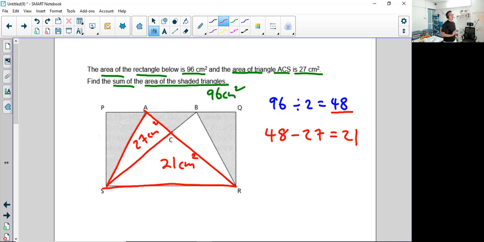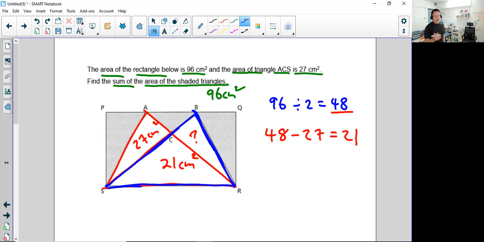So how do I find the area of the shaded triangles? Do we know what's the area of this unshaded part? Yes, we can, because, look at this other triangle. All right, by now you should know that this other triangle can also be redrawn into a right angle triangle.